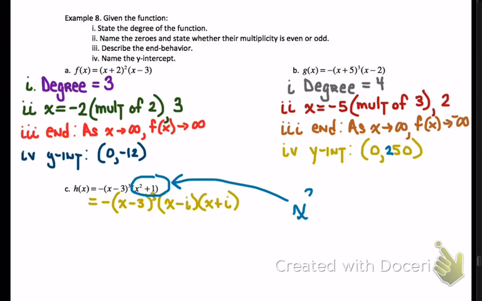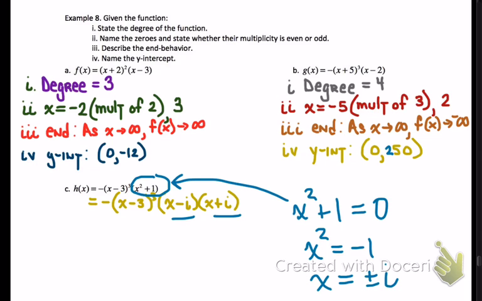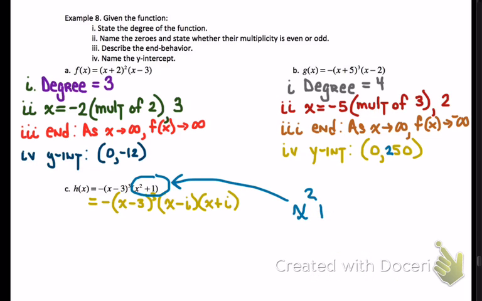I took the x squared plus 1 and I set it equal to 0. So I got x squared equals negative 1, and when I take the square root of negative 1, it's plus or minus i. So there is how I got that, plus i and minus i. Okay, so hopefully that's okay for you.